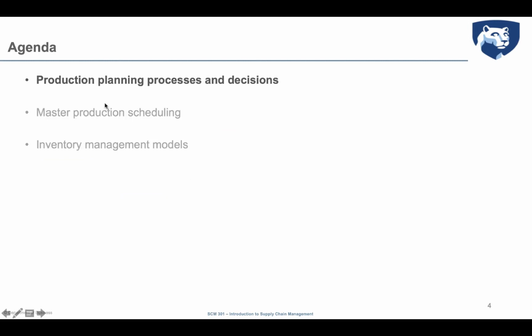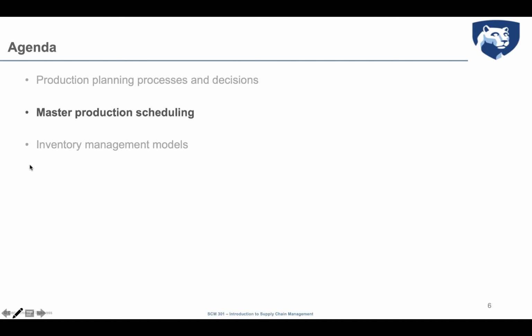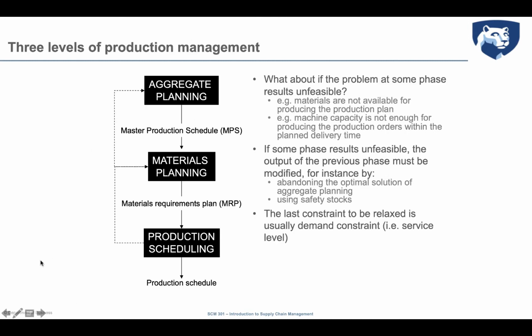Let's start with the production planning process and decisions. In particular, we have discussed in class that when we talk about production planning, it means answering which type of product needs to be realized, in which time horizon, how, so which material, and where, in which location, and what is the lot size, so in terms of how much you need to realize. These questions are asked through three different levels of production planning.